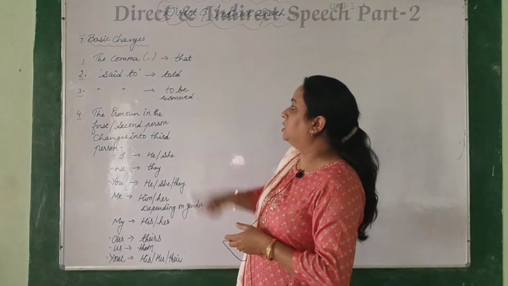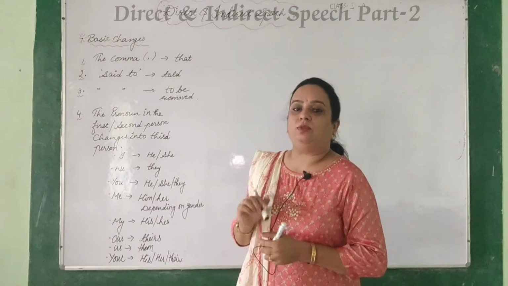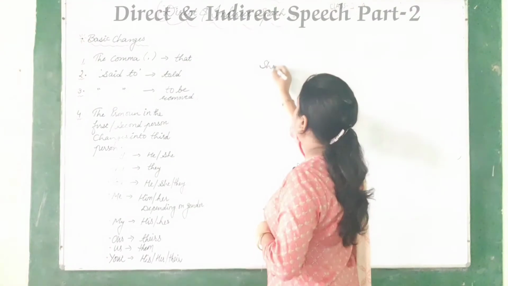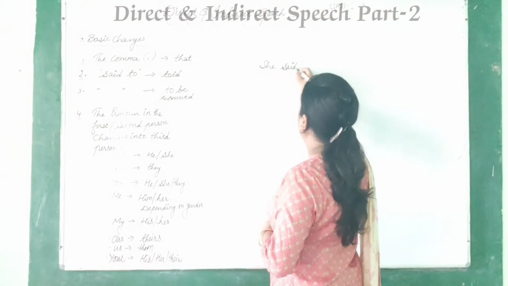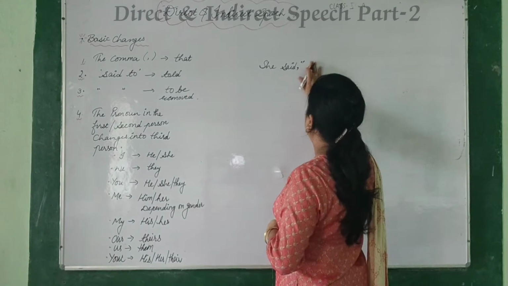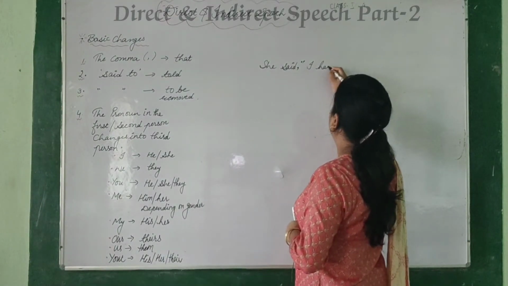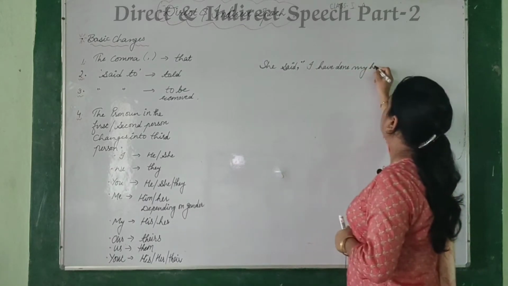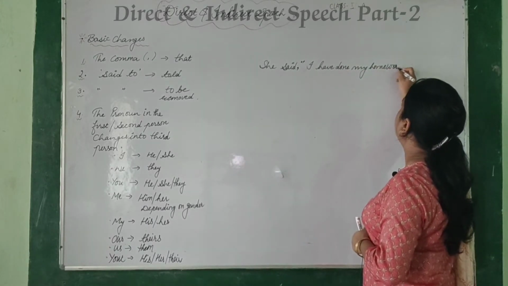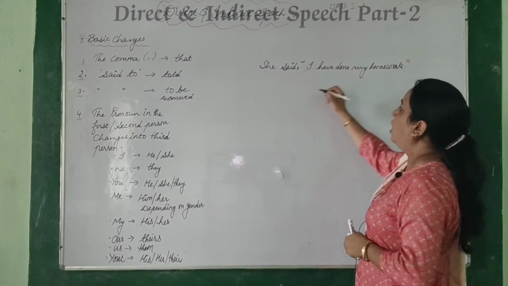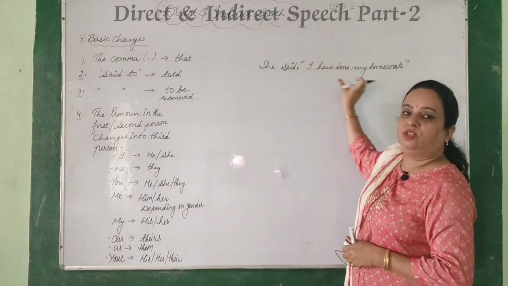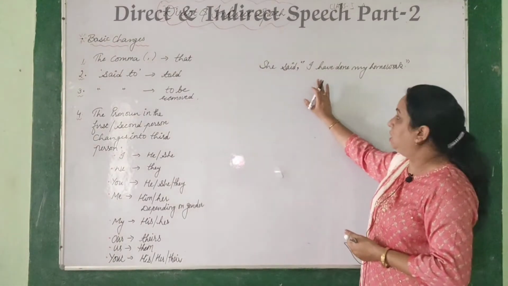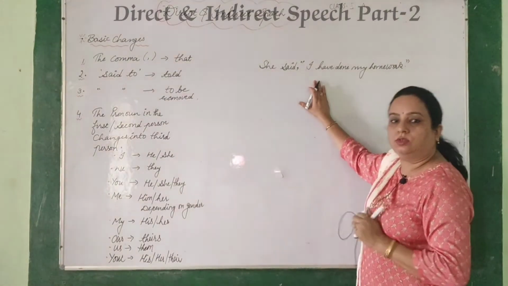Right. So the first one is the comma, the single comma which is there. For example, she said, "I have done my homework." Suppose this is the sentence which is in direct speech. How will you identify it? Because this dialogue will be enclosed in the inverted commas or the quotation marks, right?